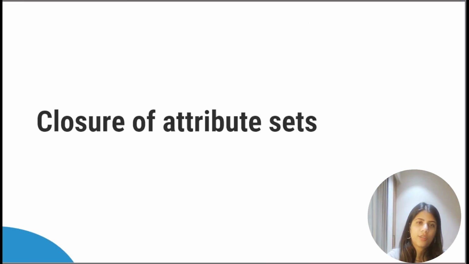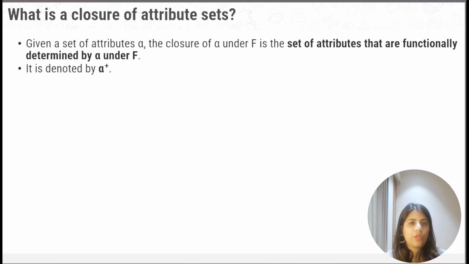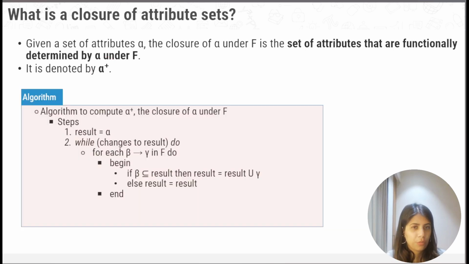Let's understand the next closure, which is the closure of attribute sets. Given a set of attributes A, the closure of A under F is the set of attributes that are functionally determined by A under F. It is denoted by A plus. इसे find करने का एक algorithm होता है. The algorithm to compute A plus, the closure of A under F, we need to find out. So these are the certain steps we will do. Let's understand this more further with an example.